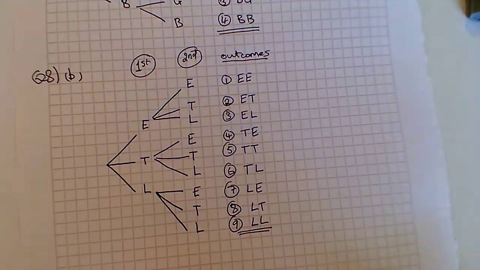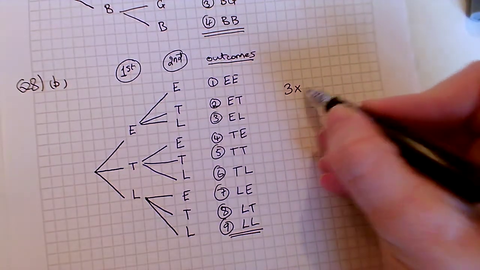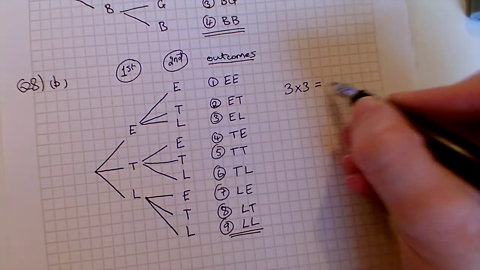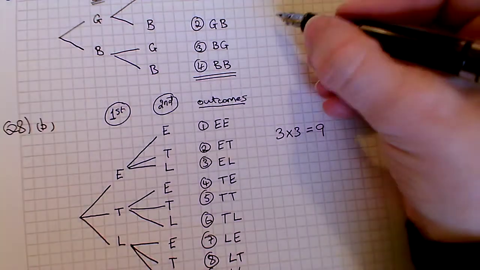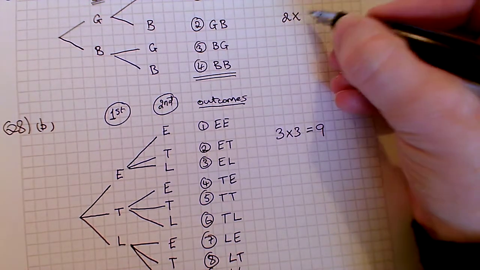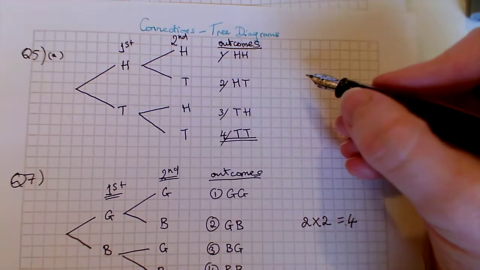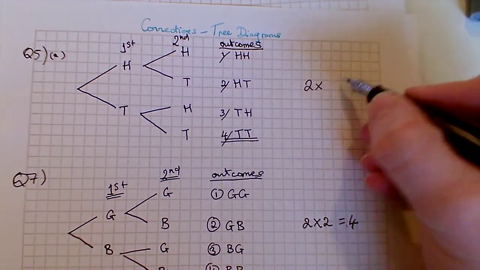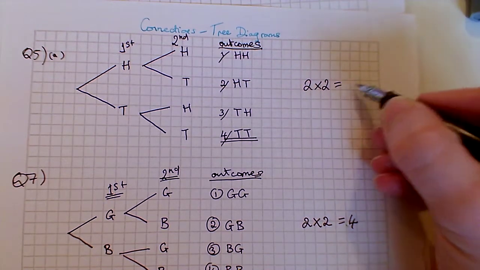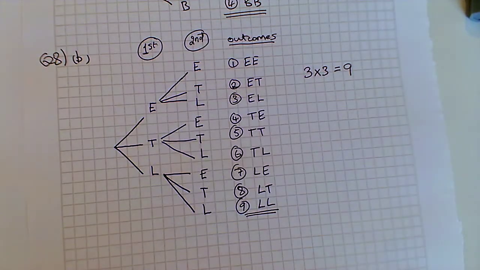9 outcomes in total. And again, that makes sense from our fundamental principle of counting, because 3 for the first trial, 3 for the second trial gives us 9. With the spinner, 2 outcomes for the first trial by 2 outcomes for the second trial gives us 4. And the same idea with the coin flip, 2 outcomes for the first coin, 2 outcomes for the second coin gives us 4. So that's how you do a tree diagram.